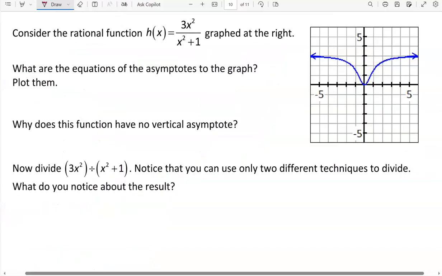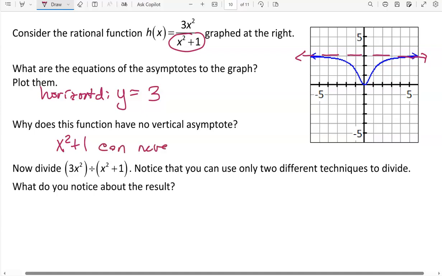In the next function, h of x, we can take a look at its graph and notice that in this particular one, we definitely have a horizontal asymptote here because we can see the ends of the graph are getting closer and closer to a y value of 3, so the horizontal asymptote is y equals 3. And this function apparently has no vertical asymptote, and the reason is because x squared plus 1 can never be equal to 0. Now that's just true for all real values.